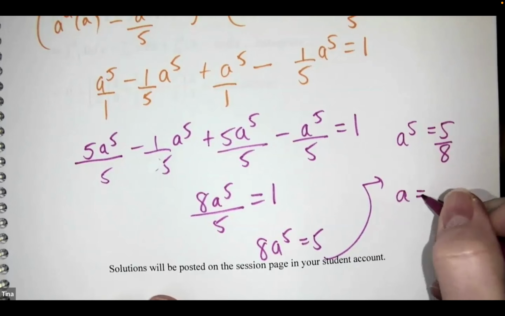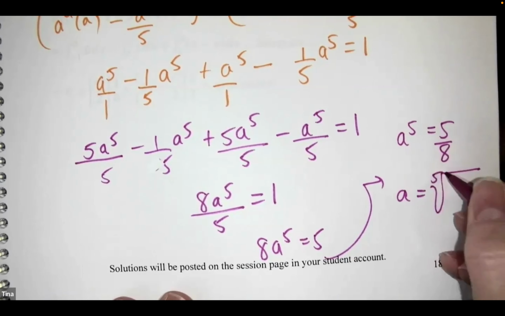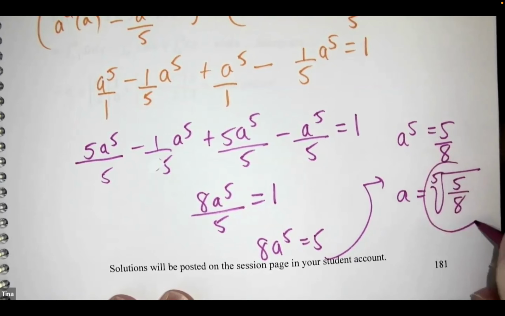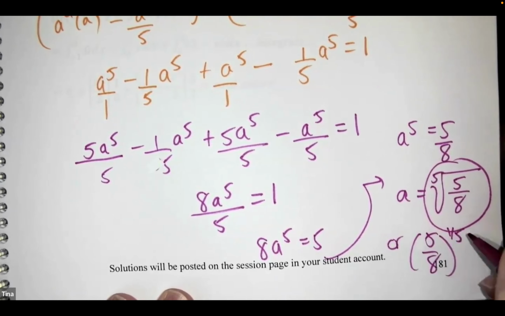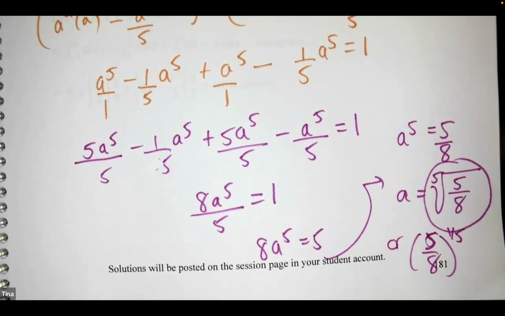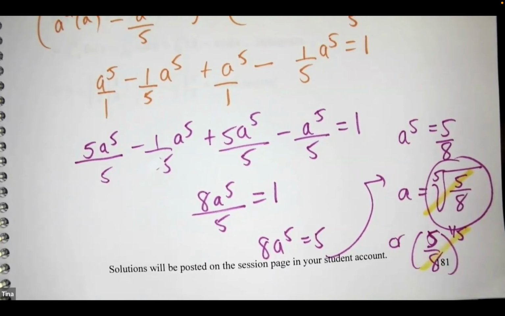So final answer, you're trying to find a. So don't leave it as a 5th, right? Just take the 5th root. Or they could say to the 1/5, I guess. Sometimes they write it like that instead. So 5 over 8 to the 1/5 would be correct as well. Okay. So that's our final. Any questions?